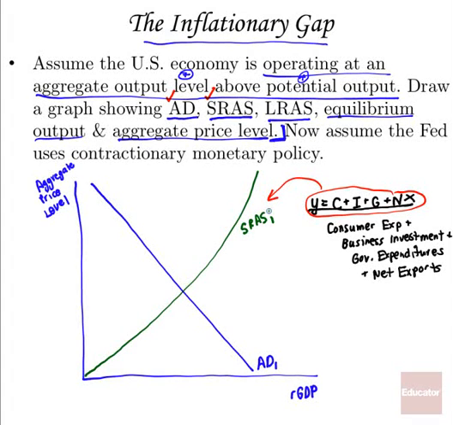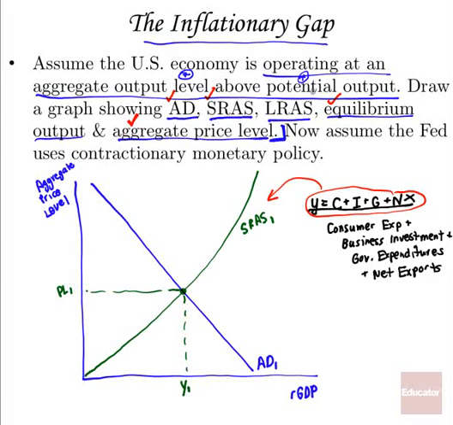Now, again, this is in the short run, so the equilibrium output is going to be right here. Let's call this price level PL1, and let's call this Y1. So Y1 is where the equilibrium output is. So we have the equilibrium output, and we have the aggregate price level here. What we don't have is the long run aggregate supply.